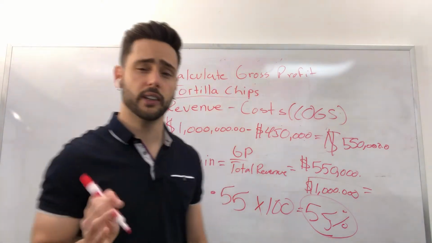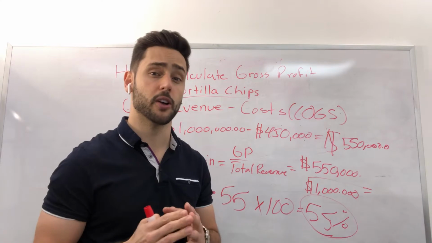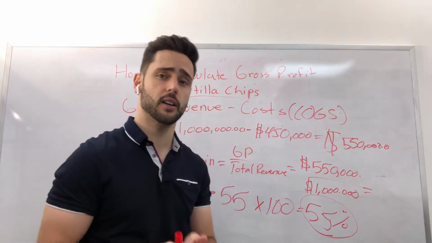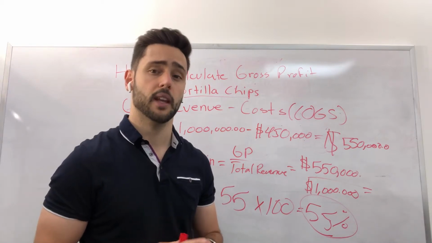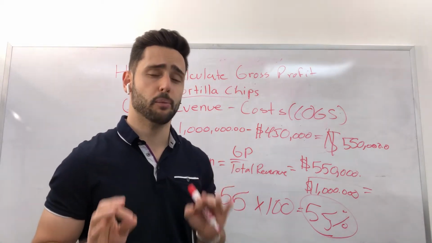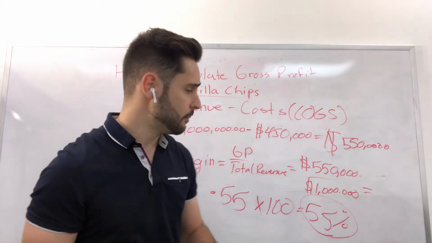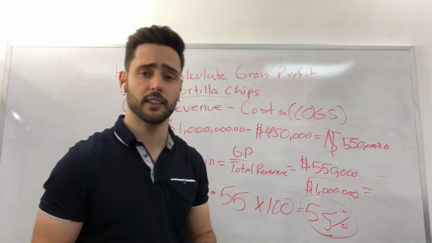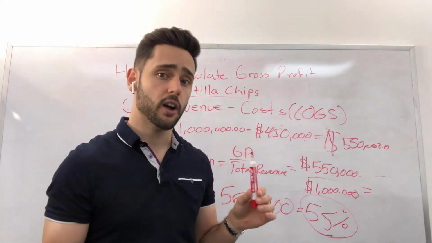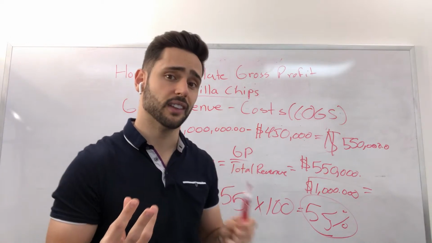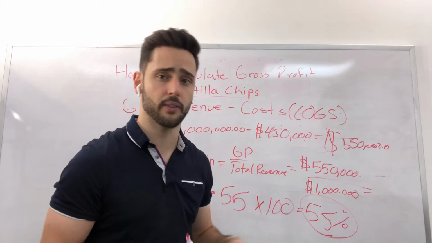So what does a 55% gross profit margin mean? A 55% gross profit margin means that for every $1 you sell, you're making 55% gross profit. Now, this is very important. This is critical to your understanding of gross profit versus net profit, because this 55% is on the product itself, on the raw goods that went into the product versus the finished good, what you sold it for. The difference between those two is this gross profit margin.